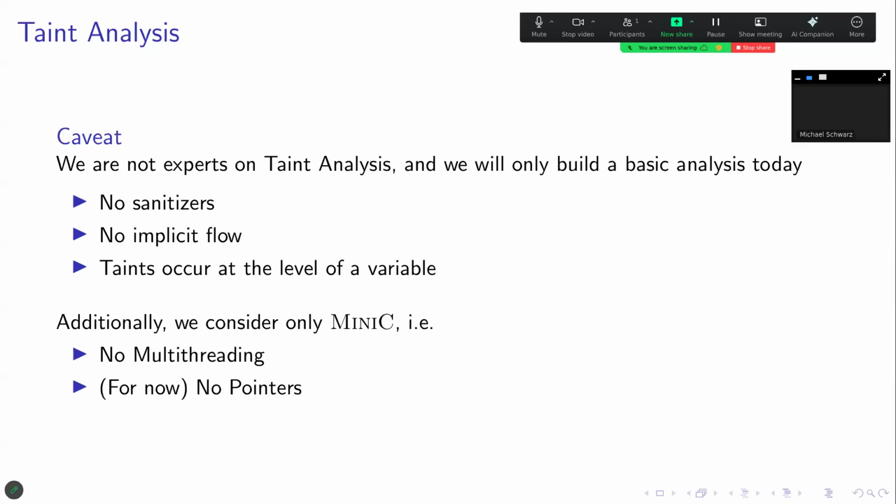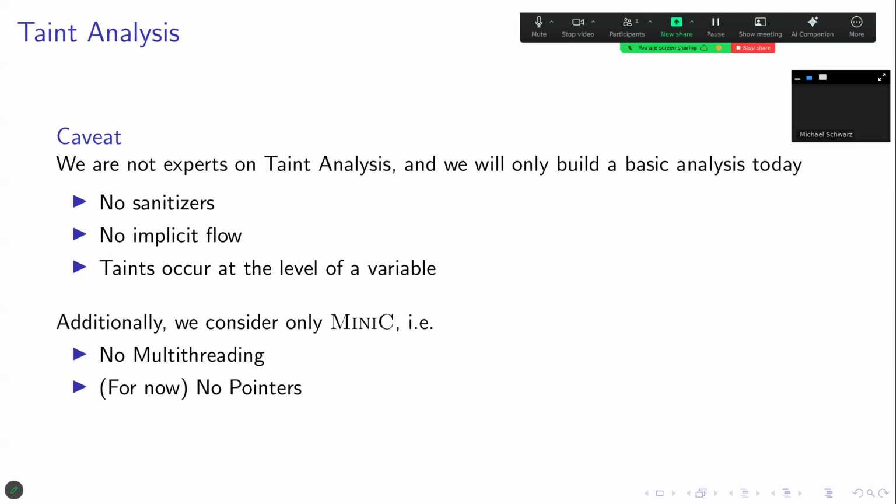And there's a small caveat here. So the Goblint system, we are not experts on taint analysis. And here we will only build a very basic taint analysis. And we will assume that there's no sanitizers. So basically, there's no way to make a variable safe after it has been tainted other than completely overwriting it.